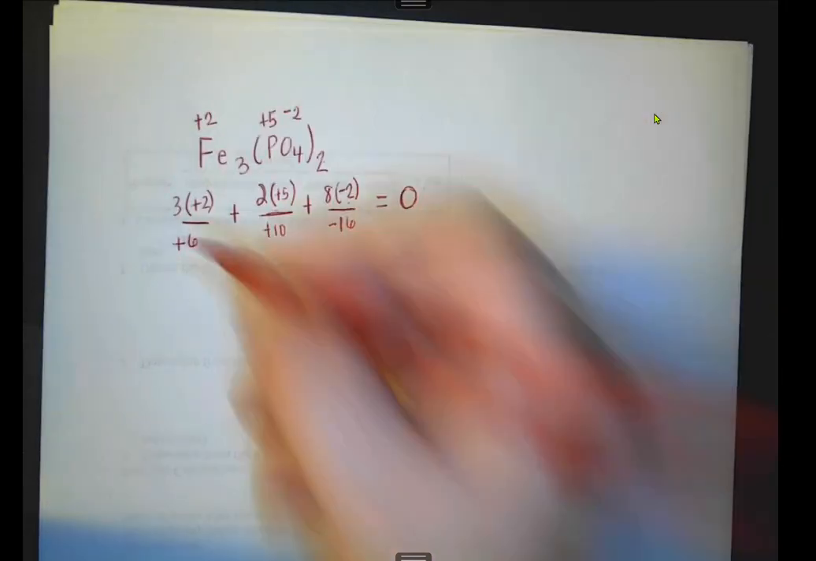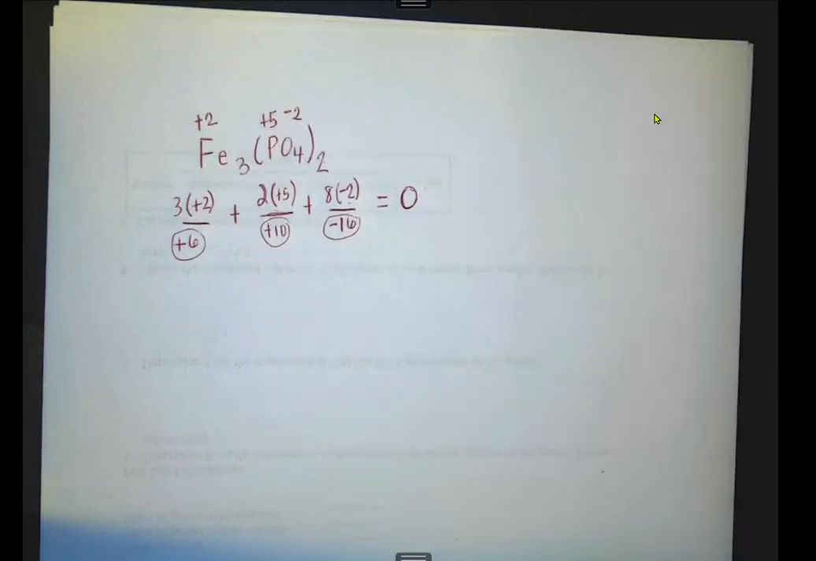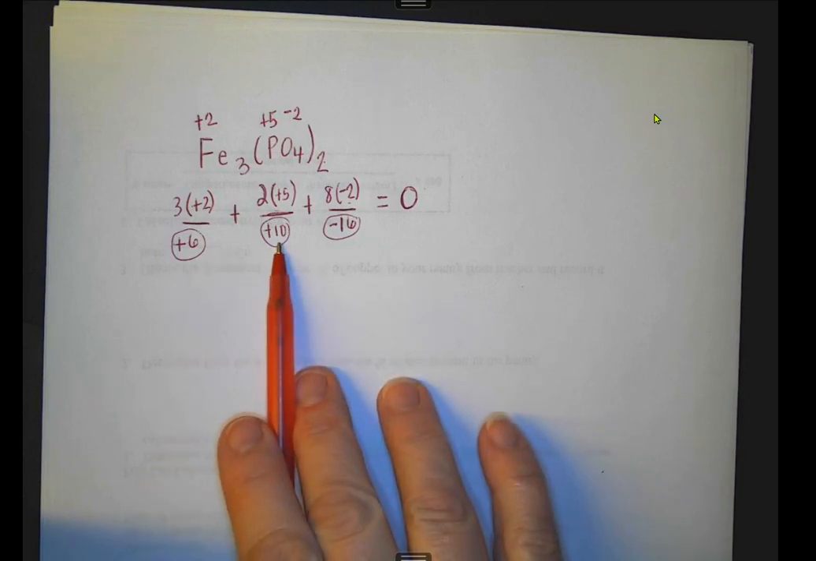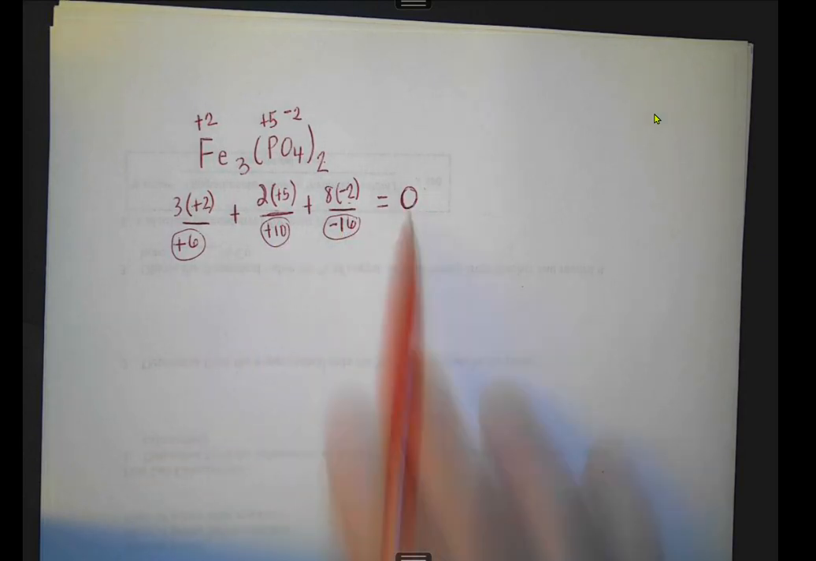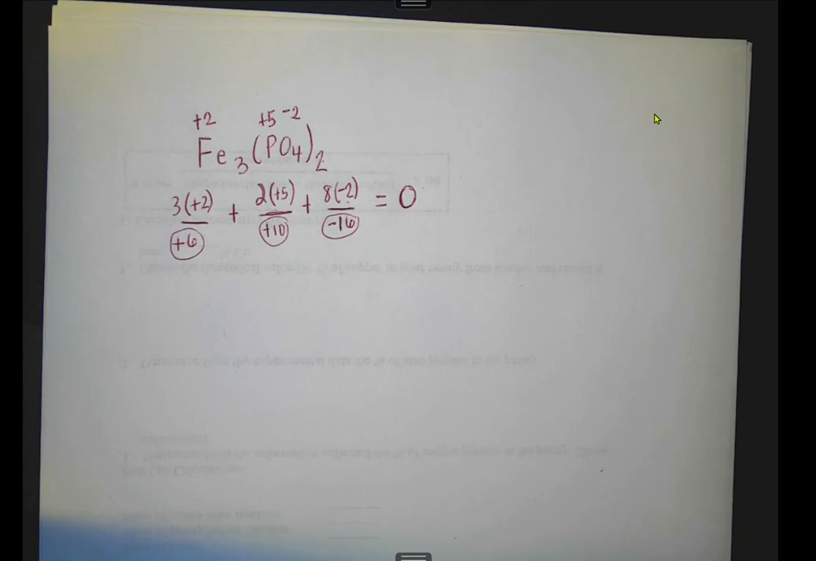So when I add the contributions to the oxidation values for each of these elements up, 6 plus 10 is 16, added to negative 16 will give me an overall oxidation value of 0. So my oxidation numbers for iron are positive 2, for phosphorus, positive 5, and for oxygen, negative 2. Okay, now I'm going to show you assigning oxidation numbers to a polyatomic ion, which is just a little bit different.